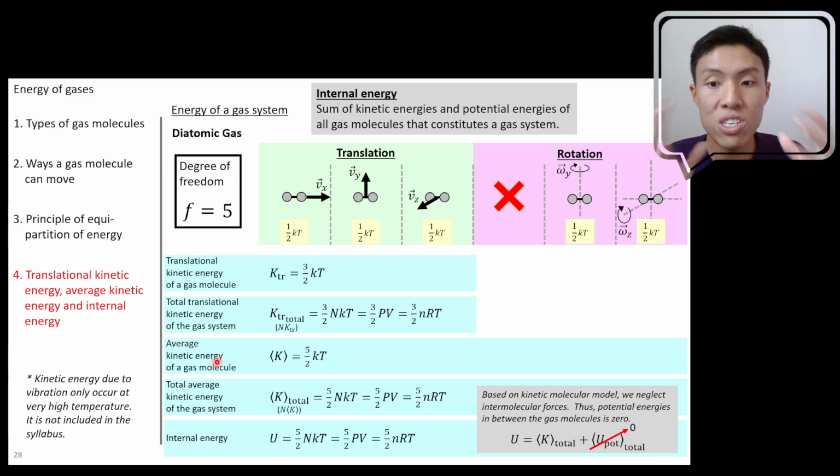Again, we are not restricted to discuss translation anymore when we talk about average kinetic energy. So there are an additional 2 different ways to move. That's why your kinetic energy goes from 3 over 2 kT to 5 over 2 kT. It's because of the rotation.